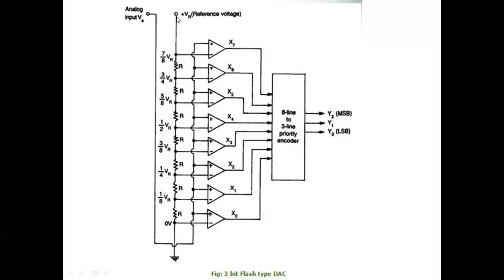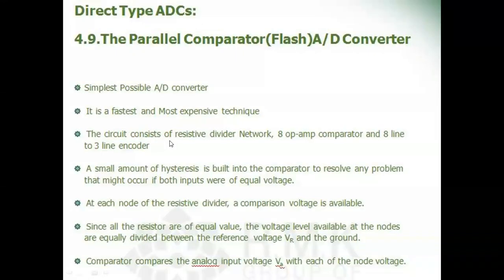After passing through one resistor, it is 7 by 8 VR here. After passing through the next resistor, it becomes 6 by 8 VR, nothing but 3 by 4 VR. After one more resistor, it becomes 5 by 8 VR. Then 4 by 8, nothing but half VR. Next 3 by 8 VR. After passing through each resistor, the voltage decreases, and since all the resistors are of equal value, the voltage at all nodes is equally divided from VR.